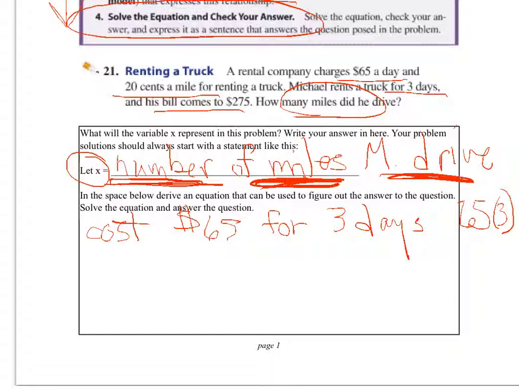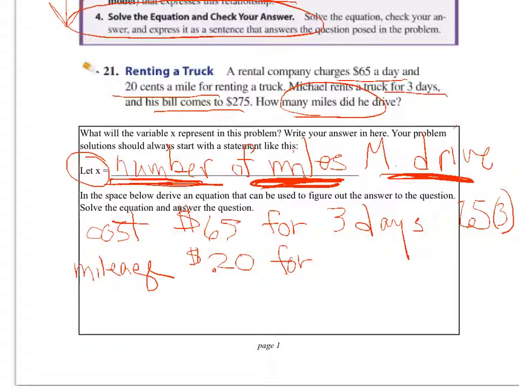But he also has to pay 20 cents for every mile. So we have a mileage cost. The mileage cost is 20 cents. We have to write that in terms of dollars. If you write 20, that's going to mean $20. You have to write that in terms of dollars. So to write 20 cents in terms of dollars, it's $0.20. So 20 cents is $0.20, and that's for how many miles?